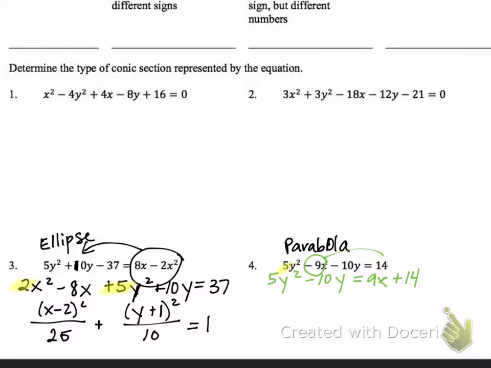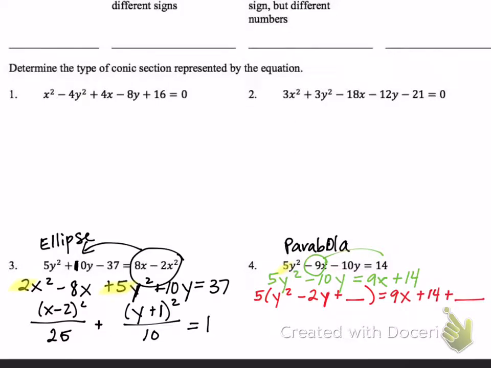Then I'm going to make my a value 1, so I'm going to pull out what? A 5. 5 times y squared minus 2y plus blank equals 9x plus 14 plus blank.